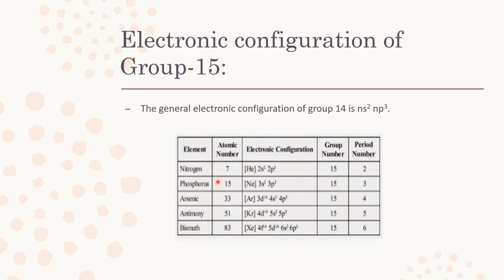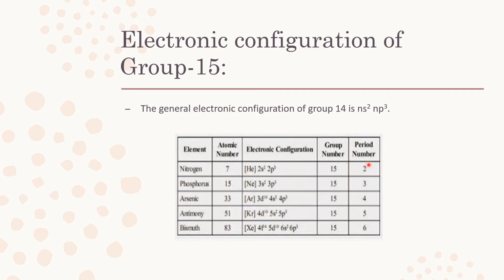The electronic configuration of nitrogen is helium 2s2 2p3, and for phosphorus it is neon 3s2 3p3, and for arsenic it is argon 3d10 4s2 4p3, and for antimony it is krypton 4d10 5s2 5p3, and for bismuth it is xenon 4f14 5d10 6s2 and 6p3. The general electronic configuration remains the same, that is ns2np3.